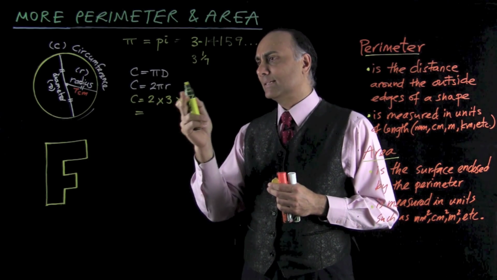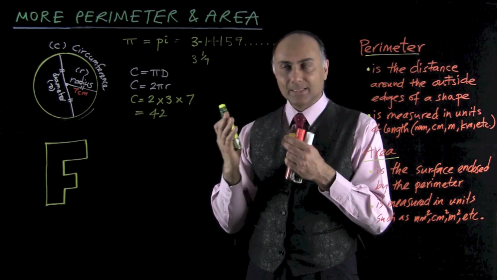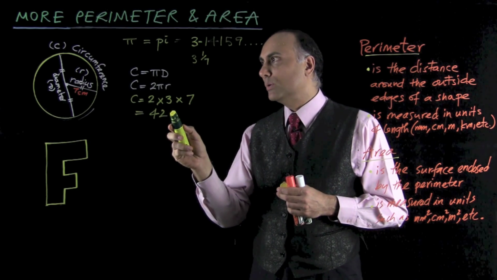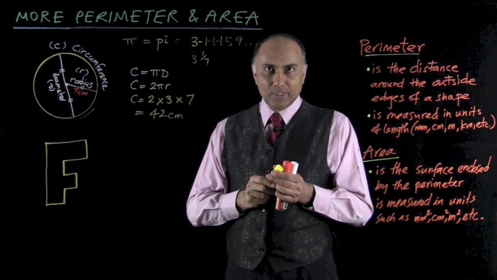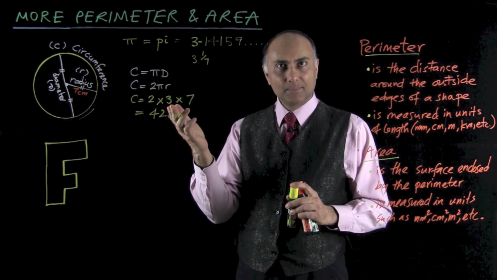2 times 3 is 6, 6 times 7, 42. And since the radius is in centimeters, the circumference, which of course is a length or distance, is also in centimeters. If we wanted to do this more accurately, we would have put 3 1/7.